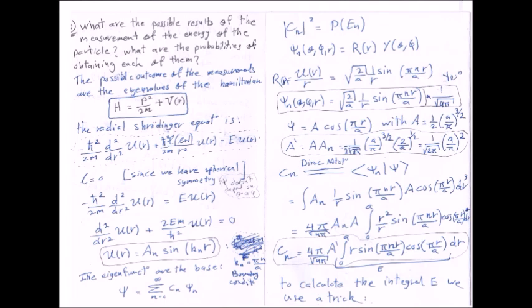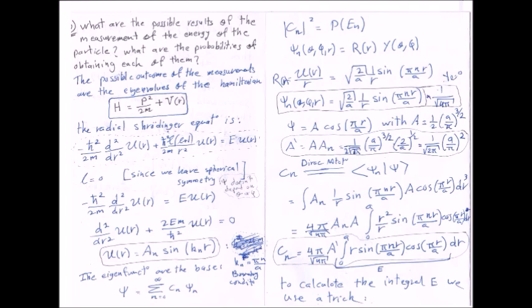The second part of the problem asks: what are the possible results of the measurement of the energy of the particle, and what is the probability of obtaining each of them? Here we are dealing with a particle freely moving inside a sphere, and there is infinite potential outside, so it cannot escape from the sphere. So the probability of finding the particle somewhere inside the sphere is equal to 1, or the sum over all the probabilities is equal to 1, as we used this fact to calculate the normalization constant.